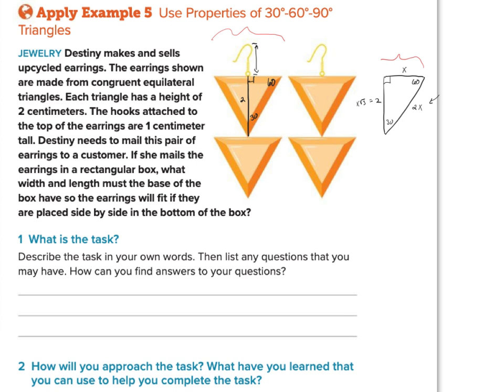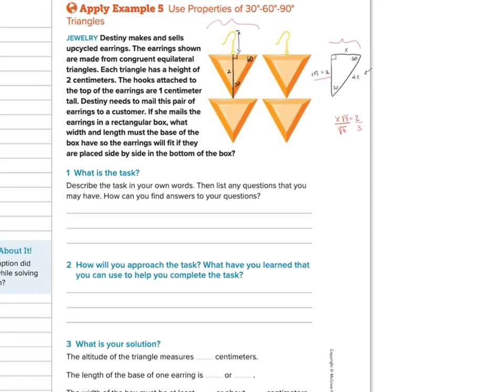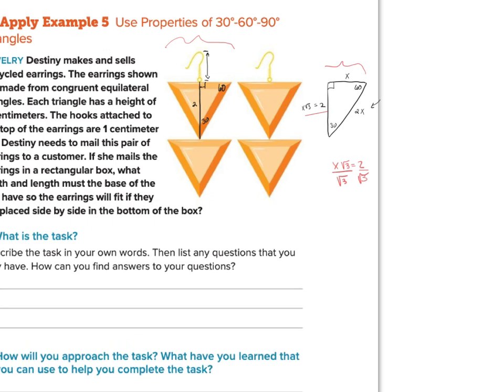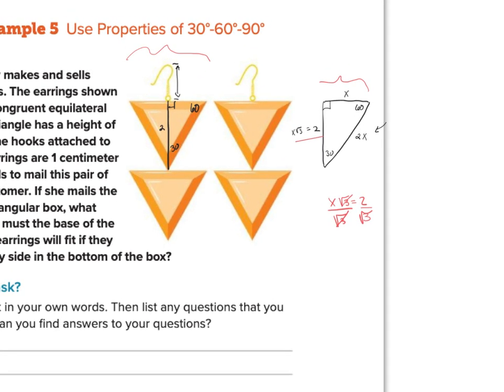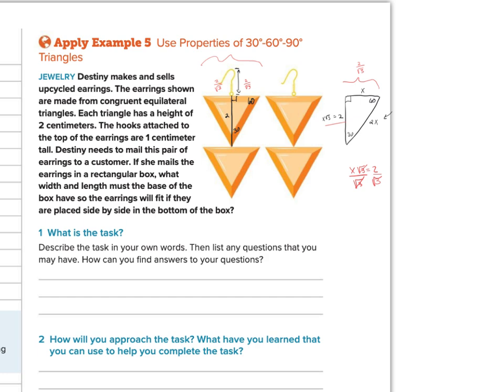So let me see here, solving this, I know that x square root of 3 is equal to 2, divide both sides by the square root of 3. So I have one piece, this right here is going to be 2 over square root of 3. So if I have 2 over square root of 3 and then this is 2 over square root of 3, the width is going to be a total of 4 over square root of 3, right?